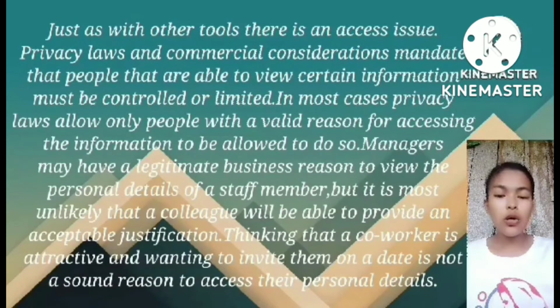Thinking that a coworker is attractive and wanting to invite them on a date is not a sound reason to access their personal details.